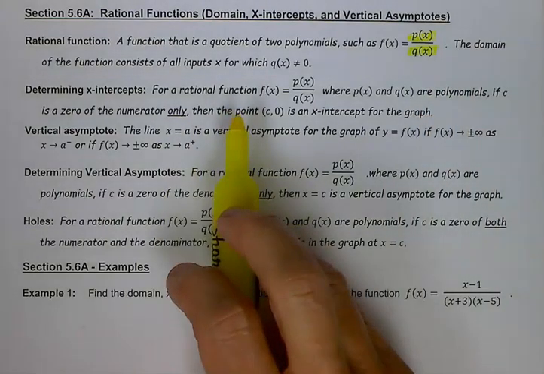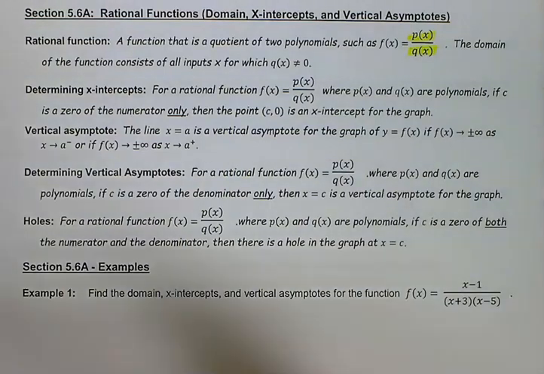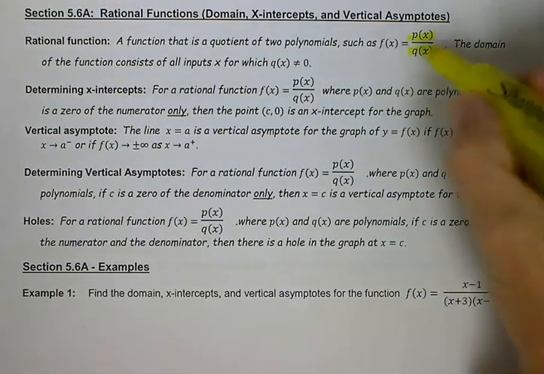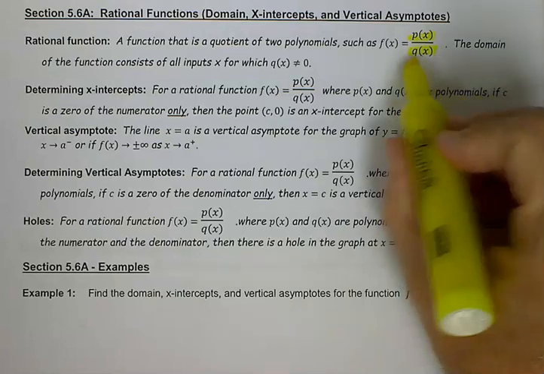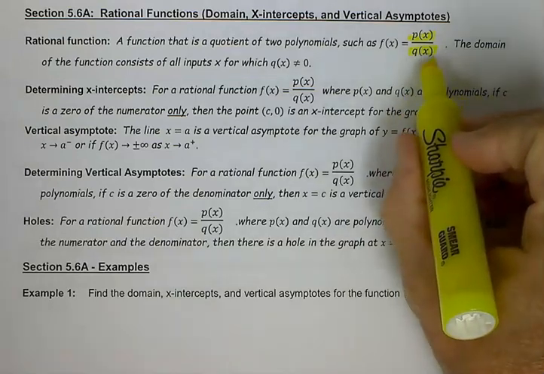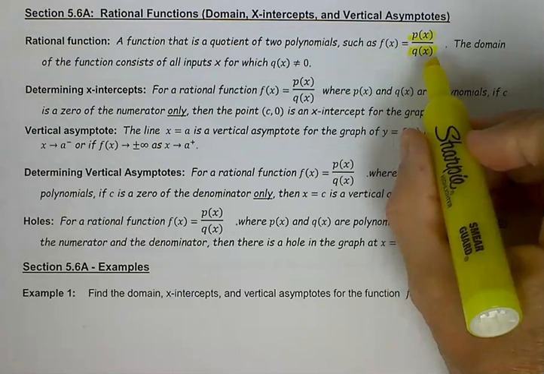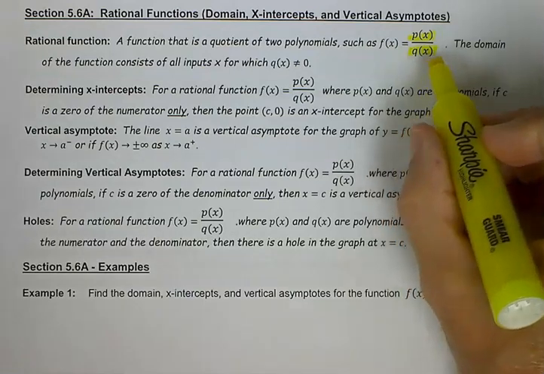One thing that we're going to talk about with rational functions is the domain. To find the domain, we're looking at any values that make the denominator equal to 0, and those values need to be excluded from the domain.